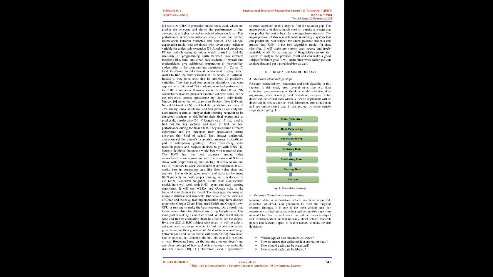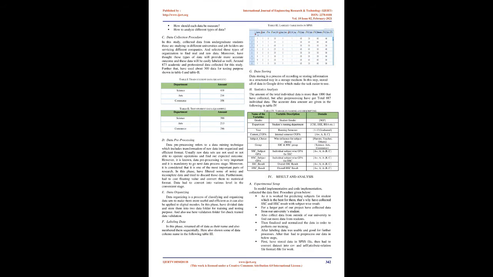However, based on the literature review, I didn't get any clear concept of how and which features can make the student's choice [10, 11]. Therefore, I used a quantitative research approach in this study to find the research gap. The major purpose of this research work is to make a system that can predict the best subject for undergraduate students and prove that KNN is the best algorithm model for data classification.